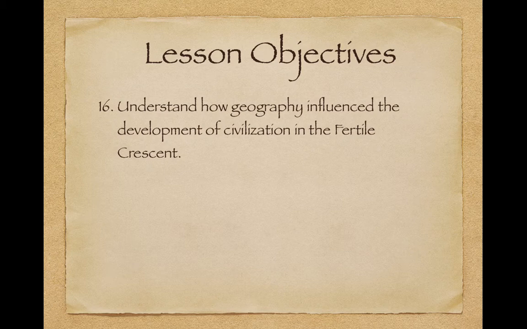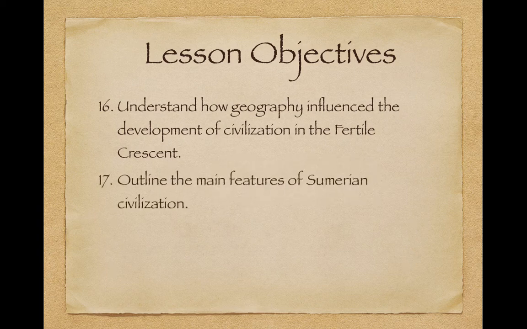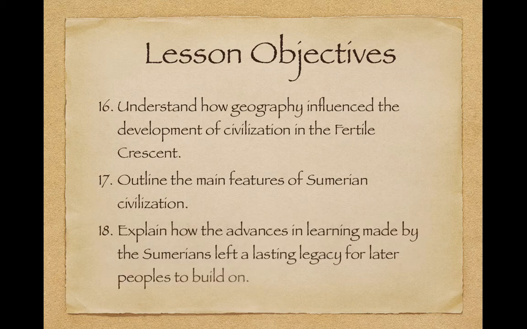So we're going to look at a map and figure out where this civilization was, and it was located in this place called the Fertile Crescent. We're going to outline the main features of Sumerian civilization. So what was it like? Right? What kind of jobs did they have? What kind of religion did they have? Did they have armies? Did they have cities? What was their civilization like?